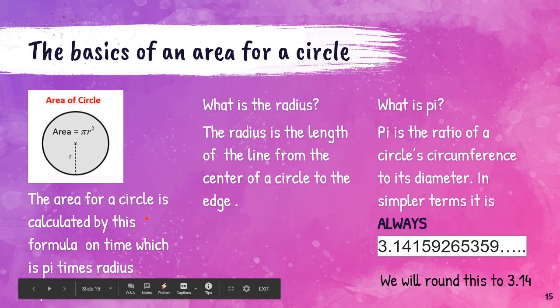So the area for a circle is calculated by this formula, which is pi. This number, pi, times radius, this length over here, squared.